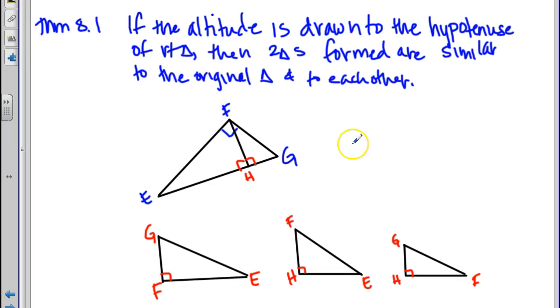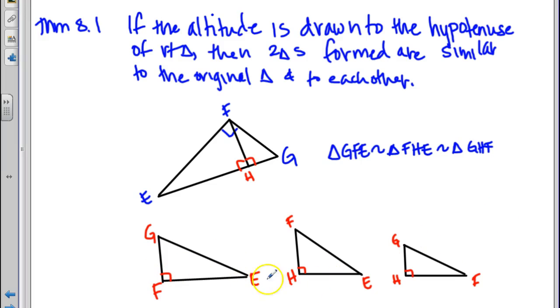All right, so let's start here. Triangle GFE is similar to triangle FHE is similar to triangle GHF, and all the pieces are also similar. And we can do that every single time.